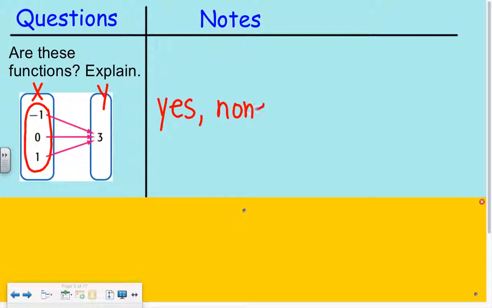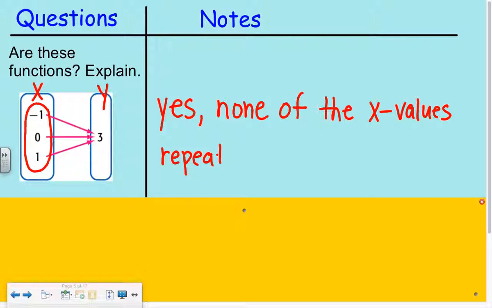None of the x values repeat. Now what can confuse some people on this one is that we've got 3 arrows going to this 3. But we don't care if the 3 repeats. Remember, if I wrote these out as ordered pairs, it'd be negative 1, 3, 0, 3, and 1, 3. We don't care that these 3's repeat. That doesn't matter to us. We only care if any of our x values repeat.